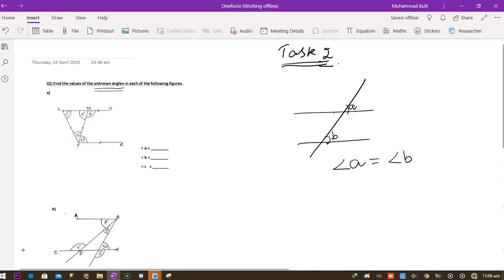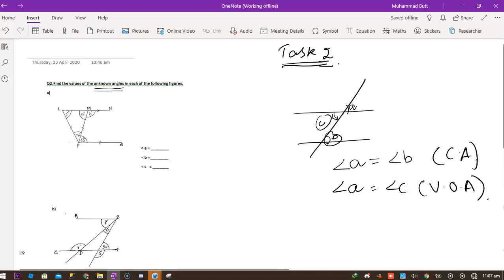The angle which is formed on the same vertex but is opposite to angle A is called vertically opposite angle. Angle A is equal to angle C. Angle A equals angle B is corresponding angle, whereas angle A is equal to angle C, and this is vertically opposite angle. They are on the same vertex and they are opposite to each other. Now come to angle B and angle C. Angle B and angle C are called alternate angles, and they are also equal.